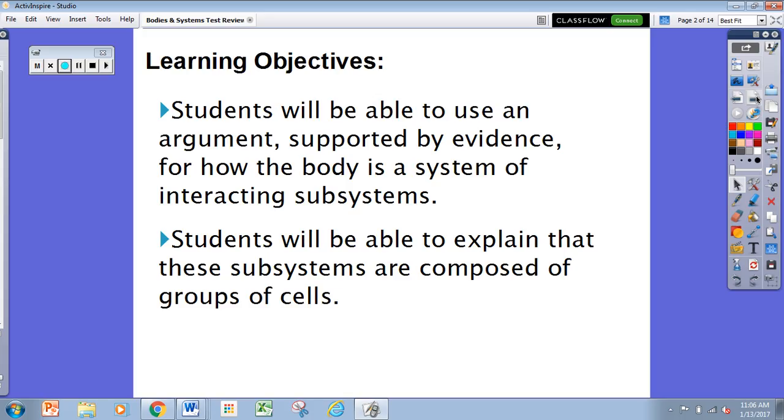So just as a refresher, the learning objectives for this unit: by now students will be able to use an argument supported by evidence from the things we've talked about in class, the activities we've done, for how the body is a system of interacting subsystems. So that's other smaller systems working together. And you'll also be able to explain that these subsystems are composed of groups of cells.